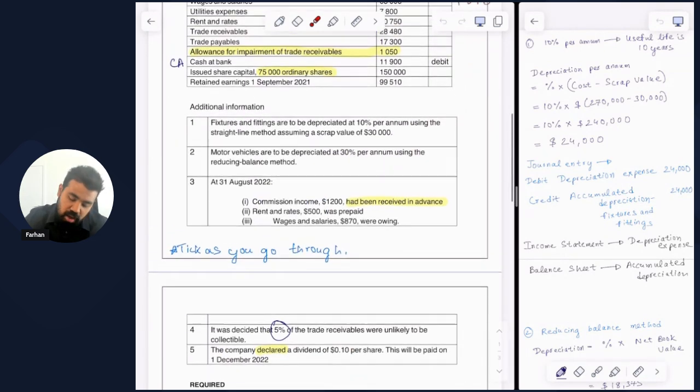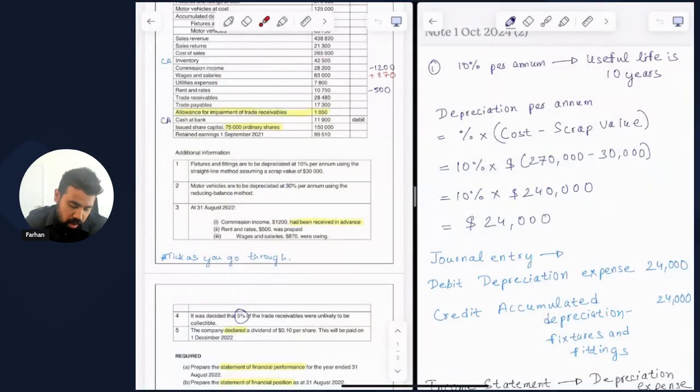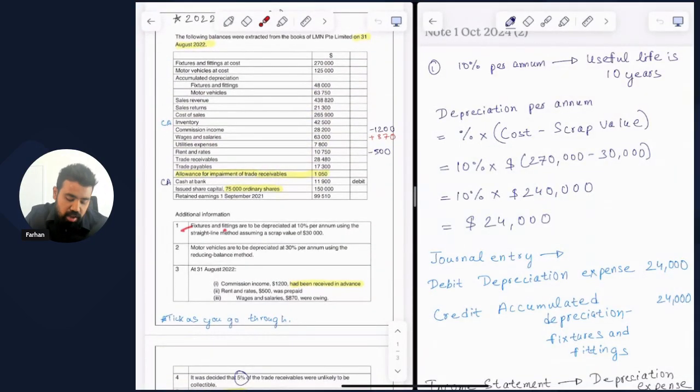So let's start with the first additional information that we are given. So fixtures and fittings are to be depreciated at 10% per annum using the straight line method, assuming a scrap value of $30,000. Now, 10% per annum simply means that the useful life of fixtures and fittings is 10 years. Because if you are using the straight line method and every year you consume 10% of the economic benefits that comes with purchasing the fixtures and fittings, then you can use all the economic benefits for a total of 10 years. Now, how do you find the depreciation on an annual basis using the straight line method?